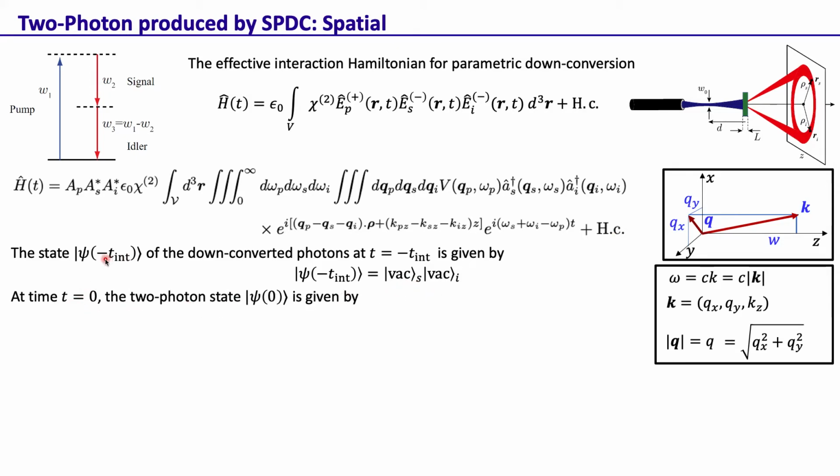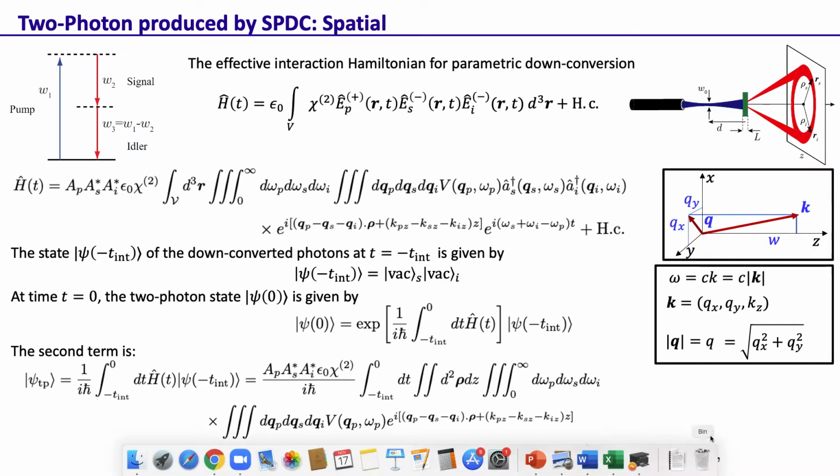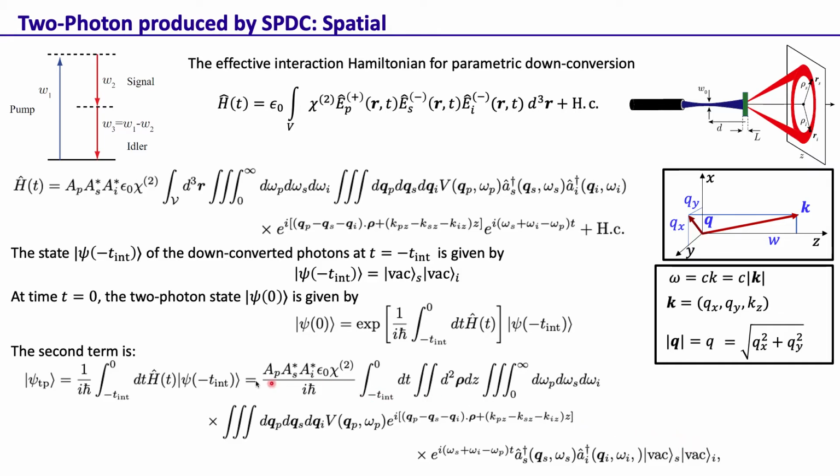And after time t interaction, when t equals 0, the two photon state is given by the evolution of the Schrodinger equation. So that's the initial state psi at minus t interaction, and that's the final state psi at t equal to 0, and that's the Hamiltonian we have, and this we had seen earlier as well. We do the perturbative expansion, and the first term is the vacuum term, and the second term is the two photon term. We again know that the third term is the four photon term and so on, but we'll only look at the second term in the expansion, because that is the two photon state that we are interested in. So that is the full two photon state expression that we have.